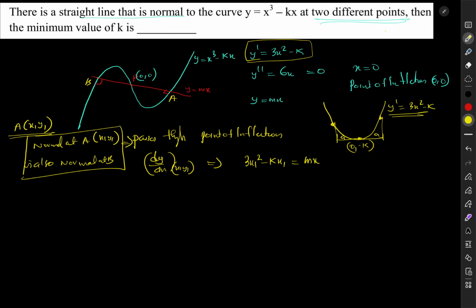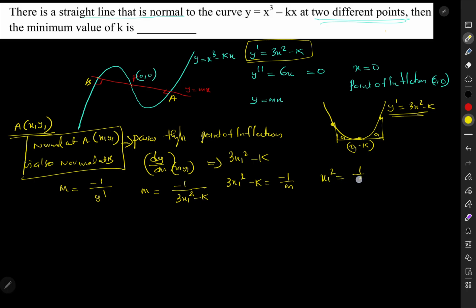So I equated this slope. What is the slope of the line? M. So what is the slope of the tangent at A? dy/dx is 3x1 square minus k. So if I equate the slopes, I will get m equal to minus 1 by y dash. What is m? m equal to minus 1 by (3x1 square minus k). Cross multiplying, I get 3x1 square minus k equal to minus 1 by m. So x1 square equal to 1 by 3 into (k minus 1 by m).